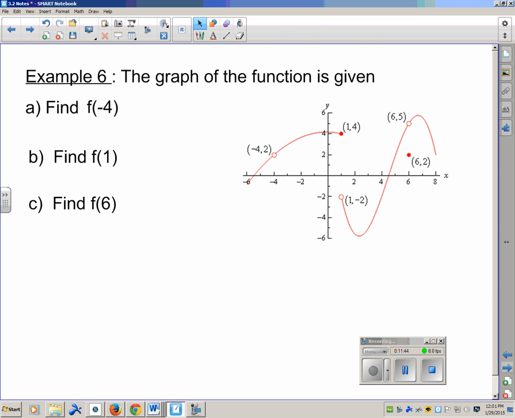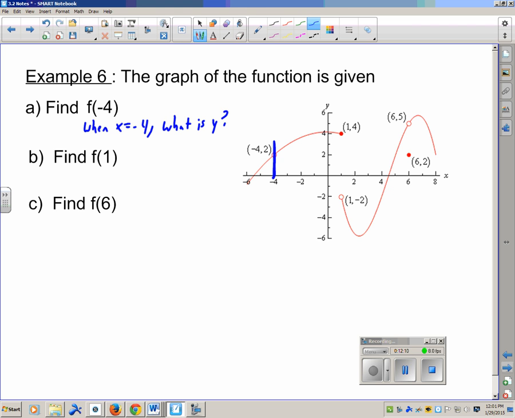It says find f of -4. They're actually saying we want to find the y value when x is -4. So when x is -4, what is y? All right, so find f of -4. They're asking you to find the y value there when x is -4. So x is -4 right over here.